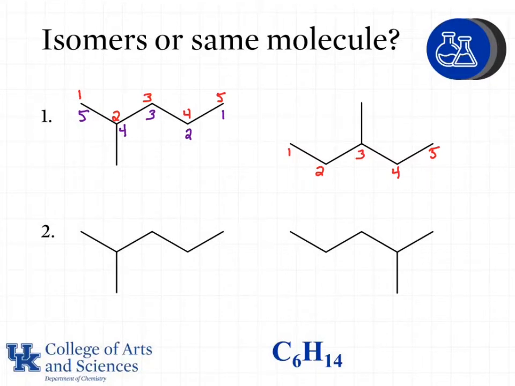Now let's look at the second example. Again, I'm going to number the carbon atoms in the main chain on both molecules. When I look at the molecule on the left, I see that the CH3 group is on carbon 2. It's on carbon 4 in the molecule on the right. I'm now going to reverse the order of numbering in the molecule on the left. And what I see is that the CH3 group is on carbon 4 in the molecule on the left, and it's on carbon 4 in the molecule on the right.